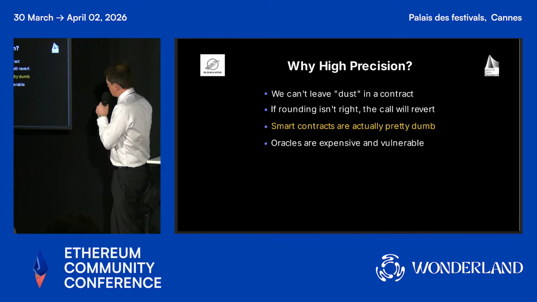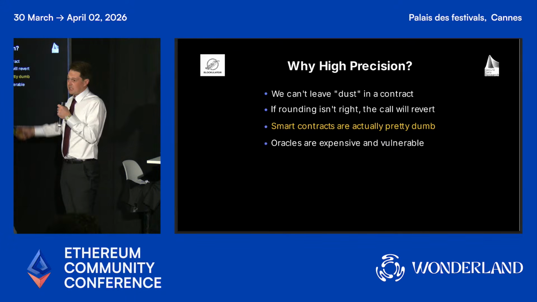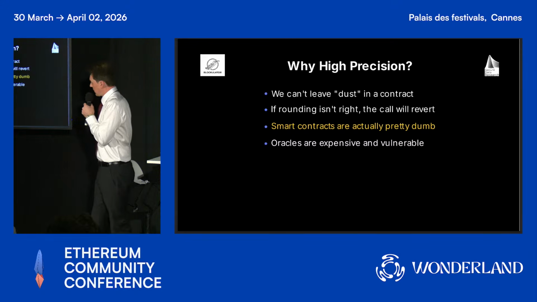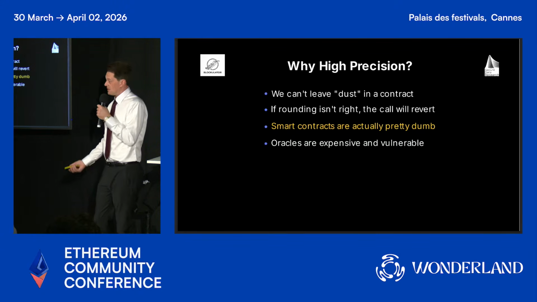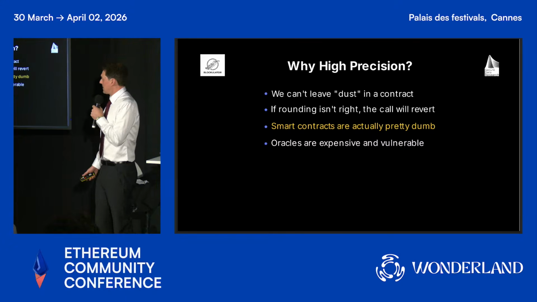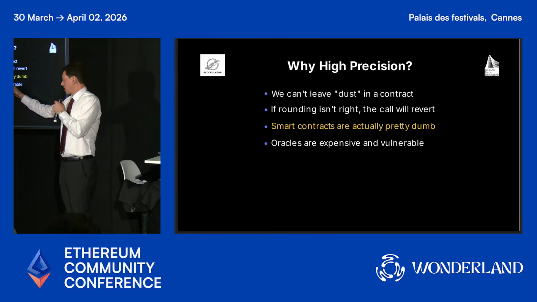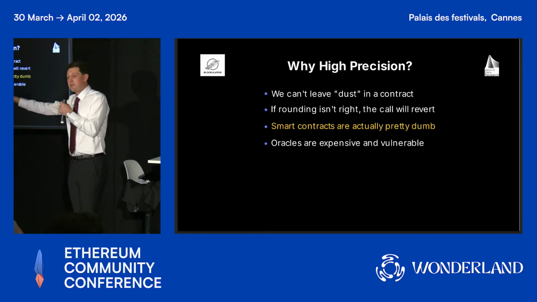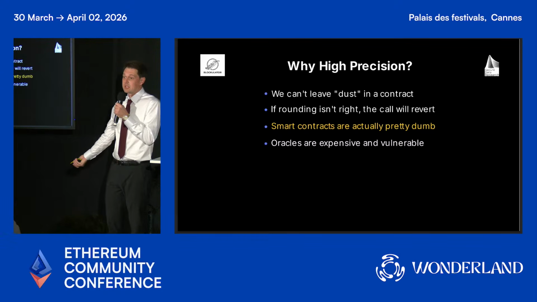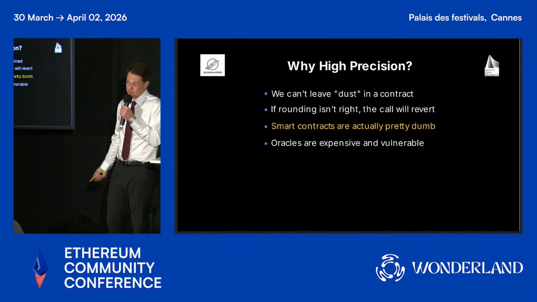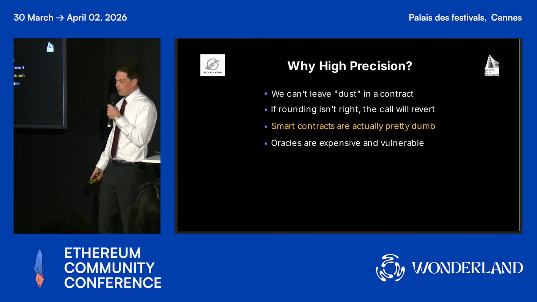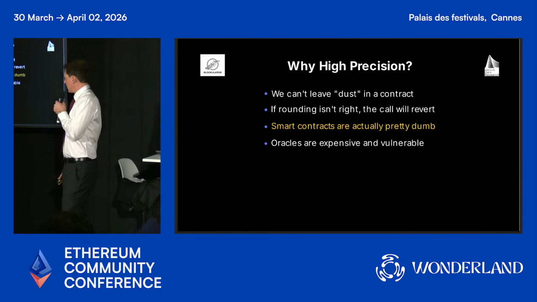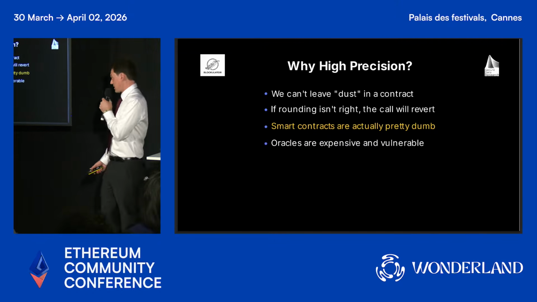Why do we need high precision? Yeah, we can't leave dust in a contract because it won't close. And if the rounding isn't right in the other direction, the call will revert and nothing will happen. Another great reason is that smart contracts are actually pretty dumb. They do not have the ability to use bell curves or calculate the area under a curve, for example, generally speaking. Something you can't do in Solidity. There are some other math libraries that we'll talk about, but I don't really think they're sufficient either.